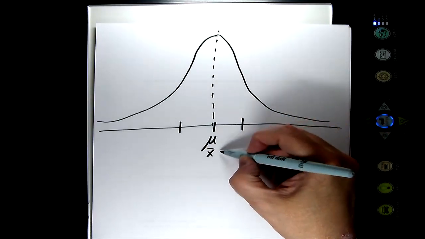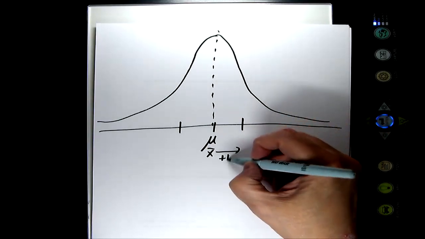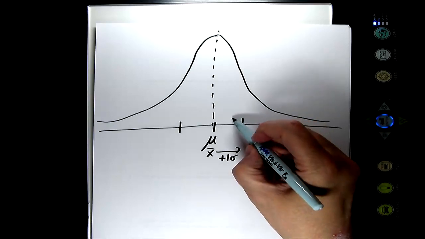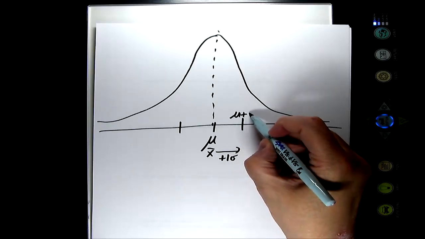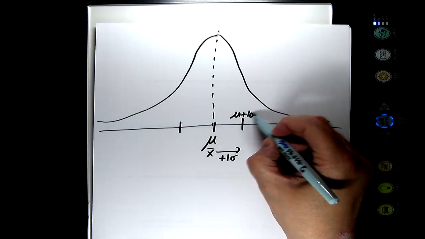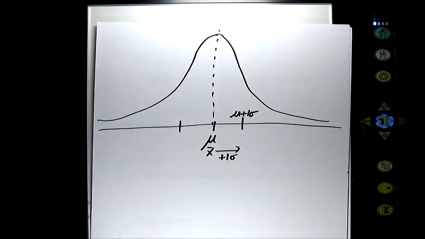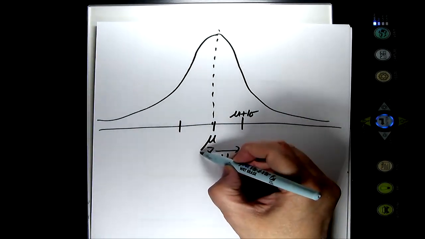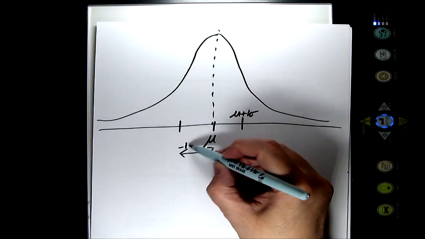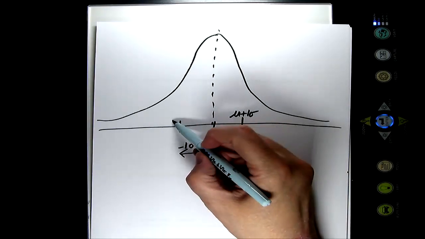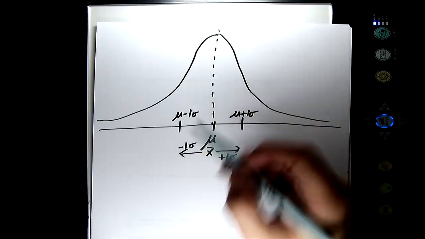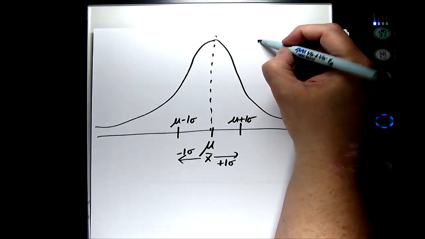So this is like adding +1 deviation. So this value right here is the mean +1 standard deviation. And if I go the other direction, I'm subtracting 1 deviation. So this is like mu minus 1 deviation. This is called the empirical rule.